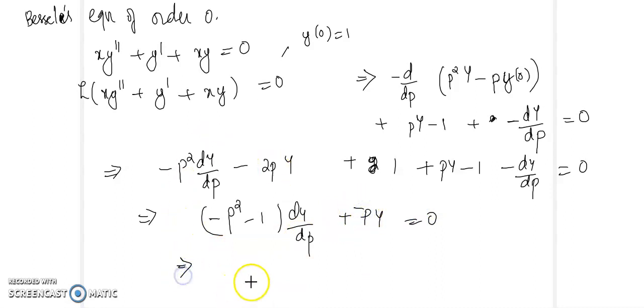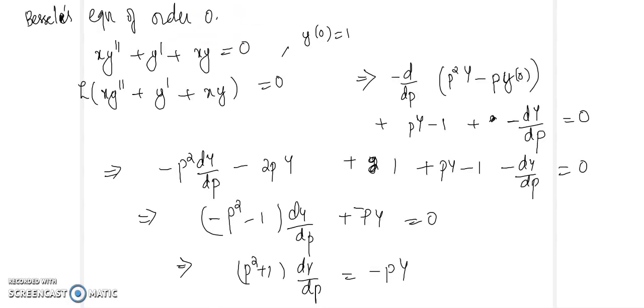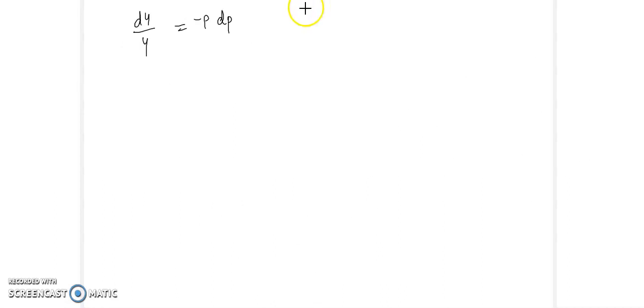So the minus sign will cancel out. So you'll get p square plus 1 dY by dp equal to minus pY. So let us now integrate this. We can use variable separable form to integrate. So dY by Y will be equal to minus p by p square plus 1 dp.